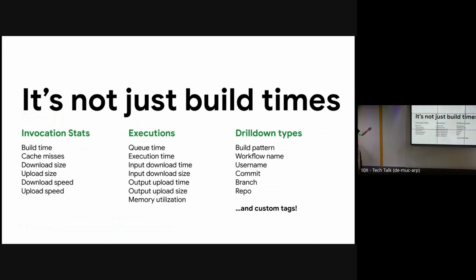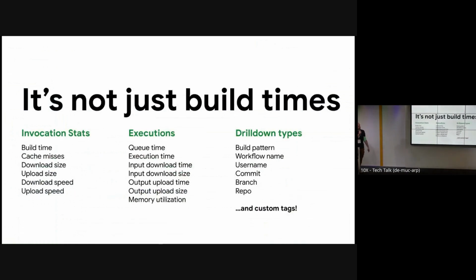So that's pretty much the thing. Basically, it's not just build times. You can go and mess around with cache hit rate, download size and speed for invocations. If you're using RBE, you can look at how long things are queuing for, execution time for those actions, time spent uploading and downloading inputs and outputs. Oh, and I guess one more thing.